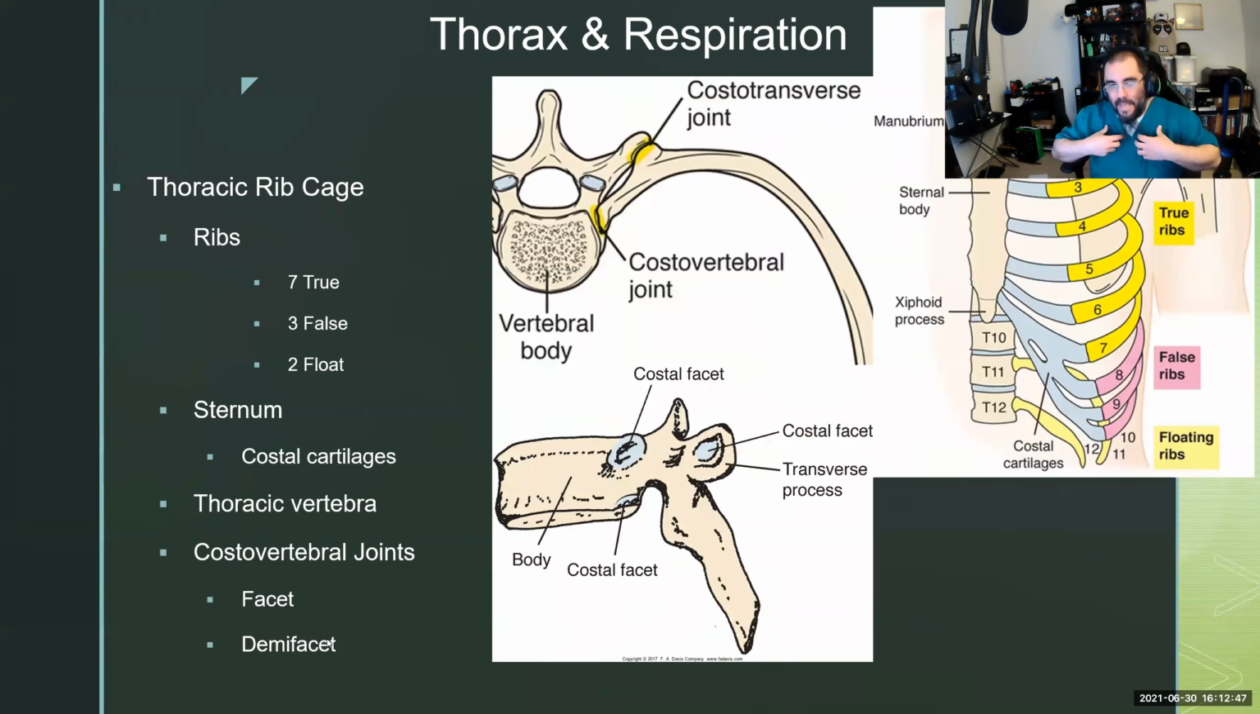So when we talk about the cervical region and the thoracic region, the one thing we can't ignore is respiration, right? That's the ability to breathe, because all of this affects our ability to breathe. If we don't have a functional mobile thoracic cage, we can't breathe effectively.